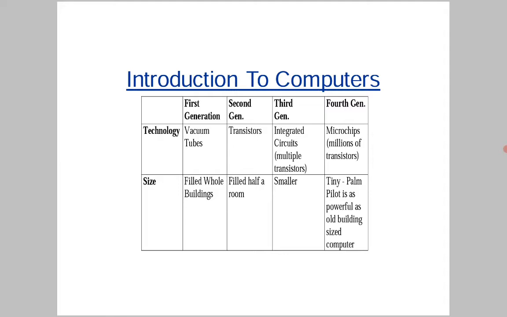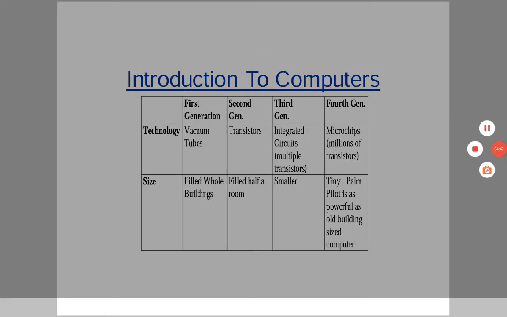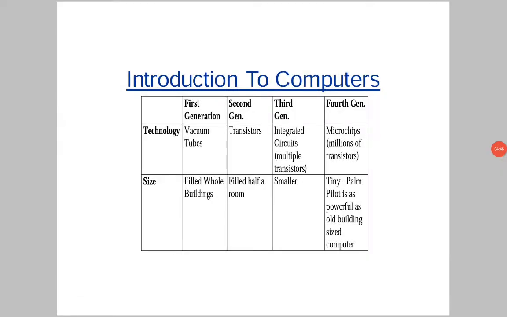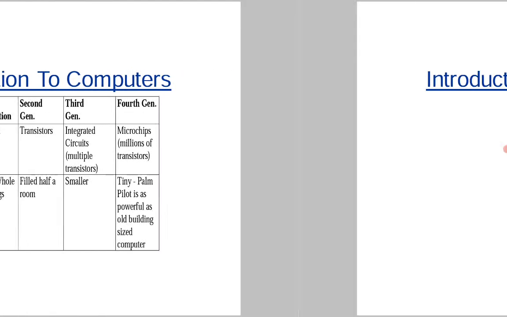In fourth generation computers, microchips or microprocessors are used. What is a microchip? A microchip is a collection of millions of transistors interconnected with each other and placed on a silicon chip. It is called a microprocessor. From fourth generation computers the size of the computer is gradually reduced, it becomes tiny, and more powerful.